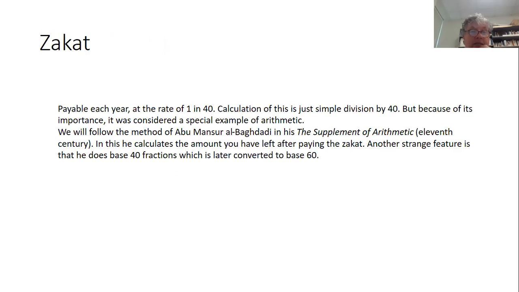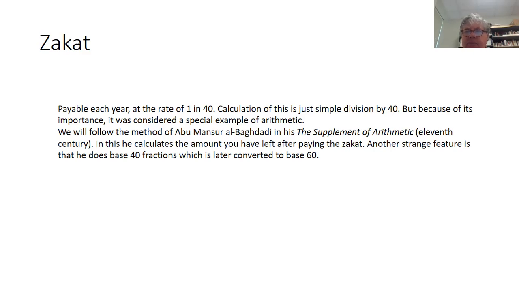So zakat is payable each year at the rate of 1 in 40. So it's like a 2.5% tithe or tax rate, if you like. This is all going towards the upkeep of widows and orphans. So you would think that it's a simple arithmetic problem, just simple division by 40. But it's an important thing.